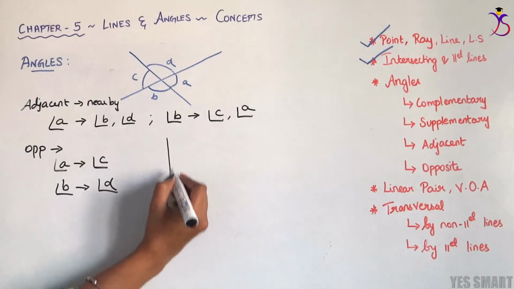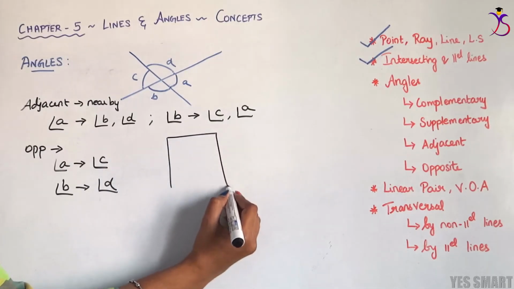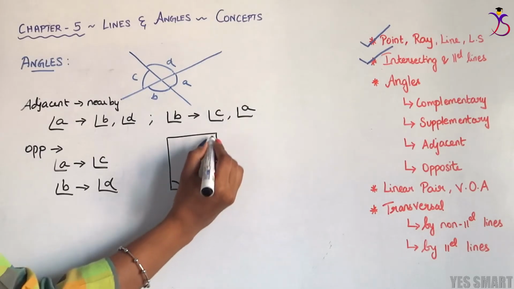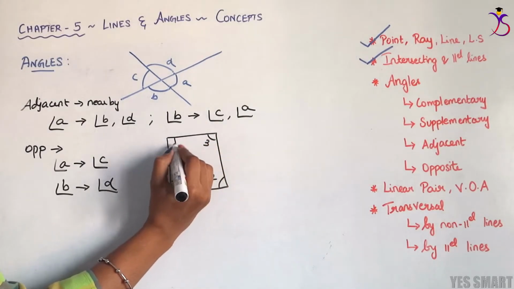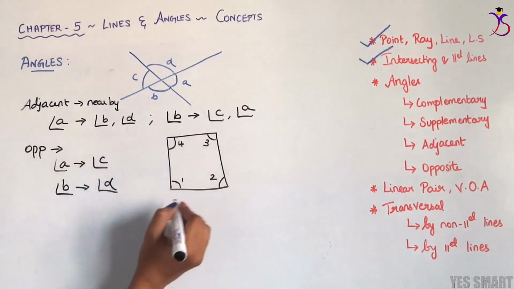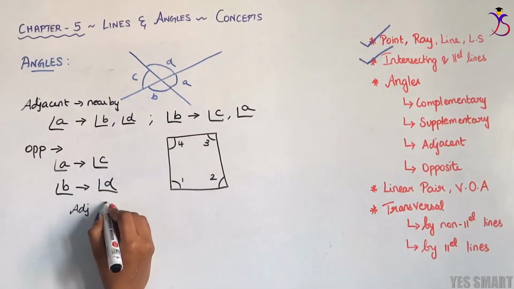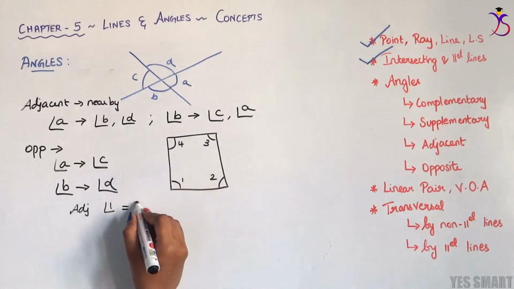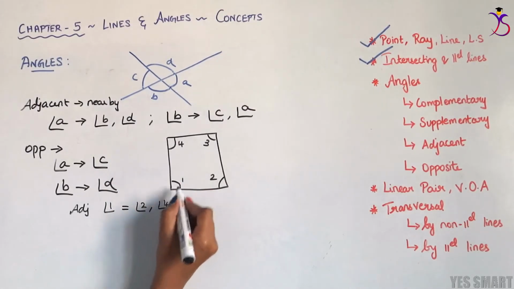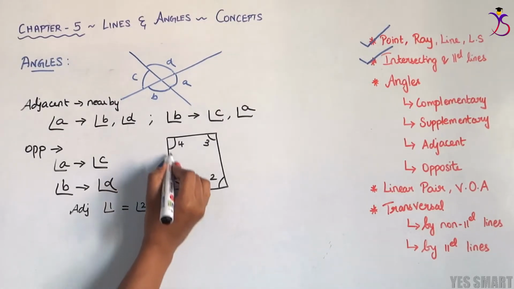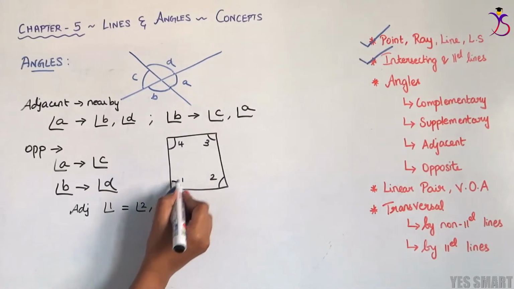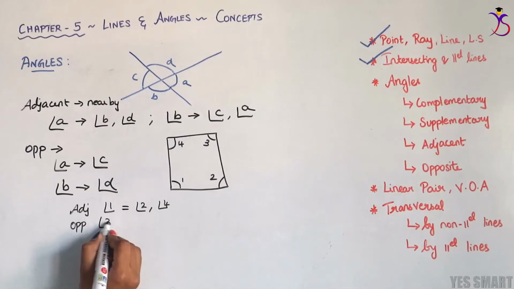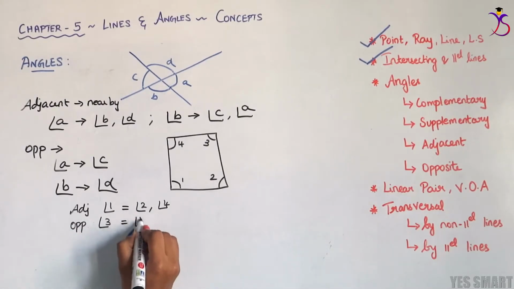So let's consider a quadrilateral where four angles are formed: angle 1, angle 2, angle 3 and angle 4. When you think about the adjacent angles of angle 1, we have angle 2 and angle 4 because those angles are the neighboring angles. But when you look into the opposite angle, the opposite of angle 1 is angle 3. Therefore, the opposite of angle 3 is angle 1. Both are opposite to each other.